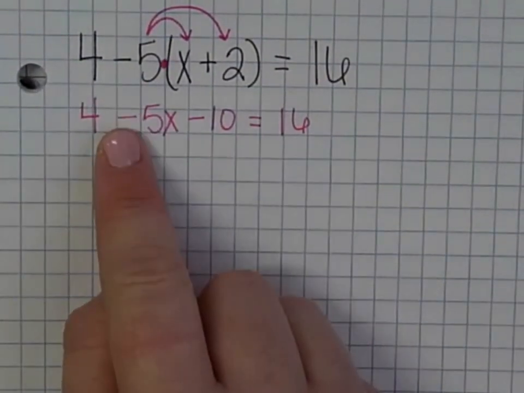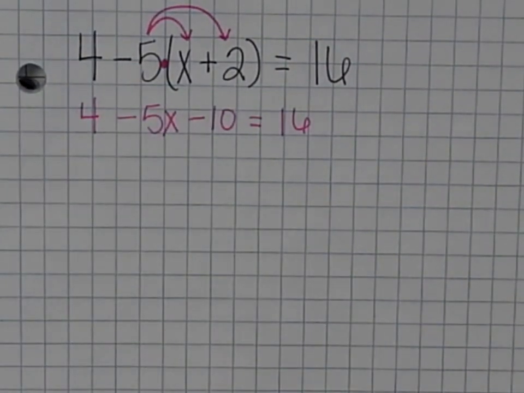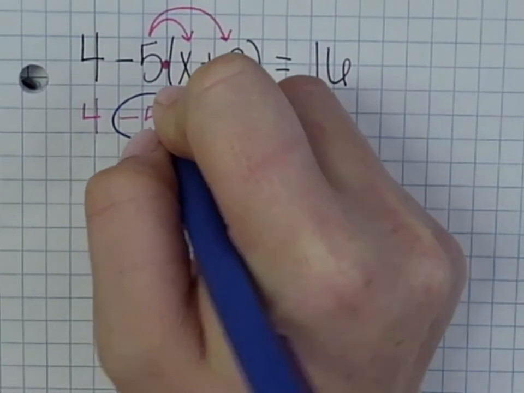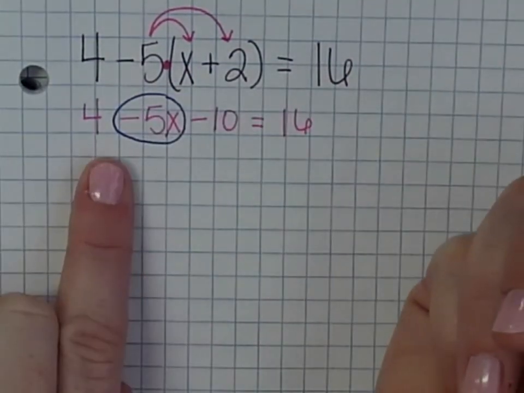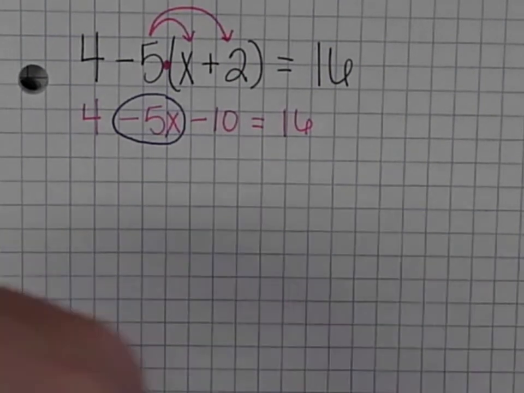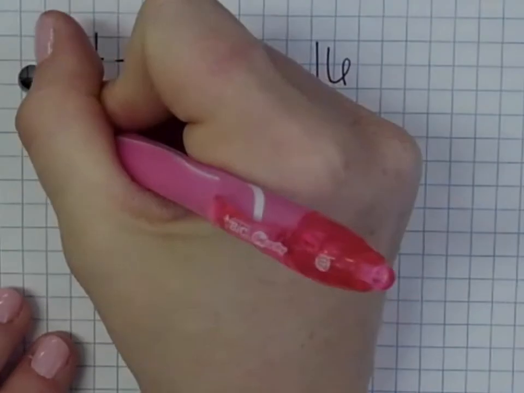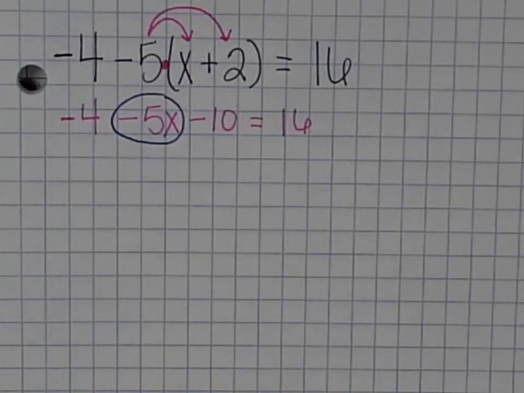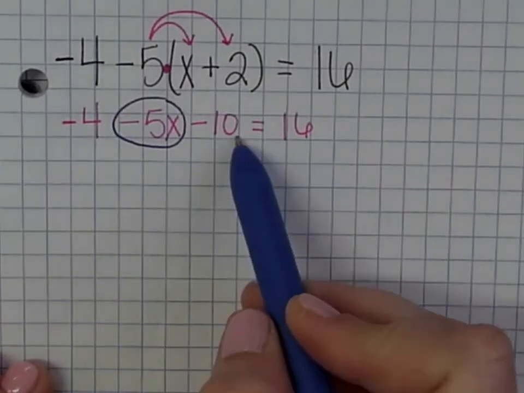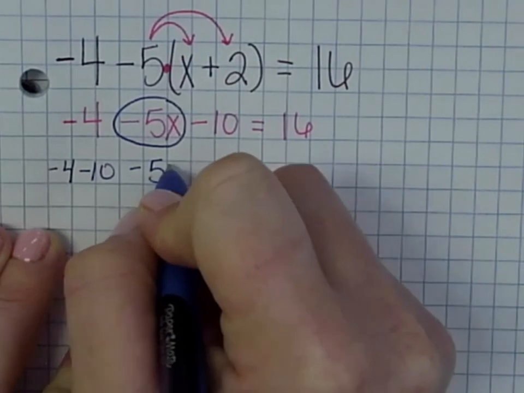Now notice instead of it being a plus 5x, it's going to be a minus 5x. So I'm going to circle the term with the variable. And I think I forgot to write a -4 right there. That's why. So that should be a -4. So then I have -4 minus 10. So -4 minus 10 minus 5x.